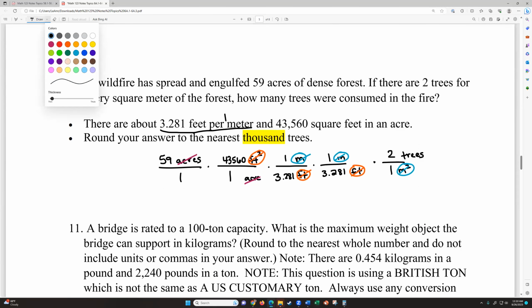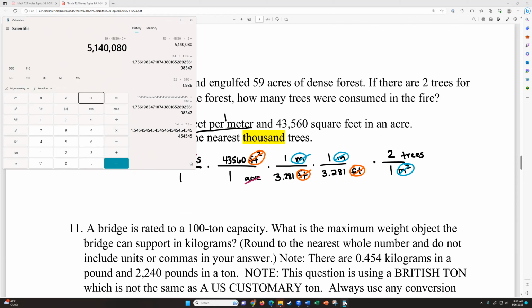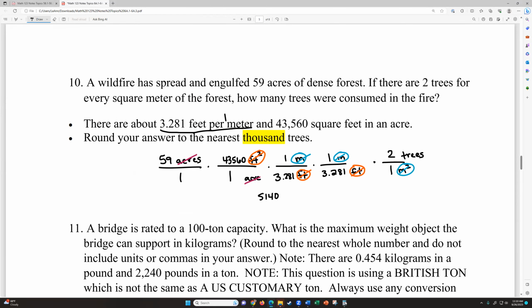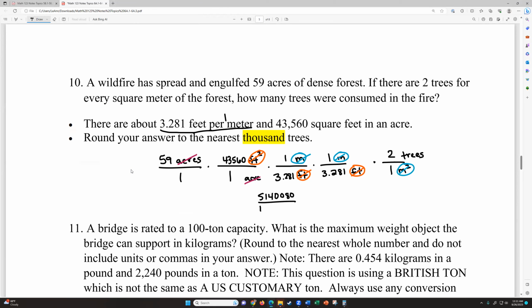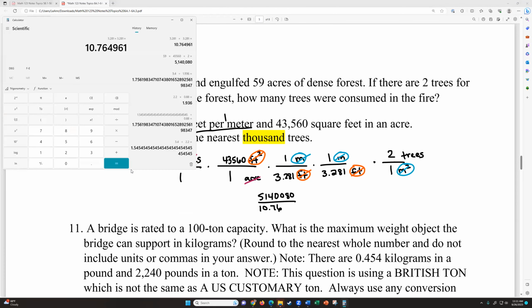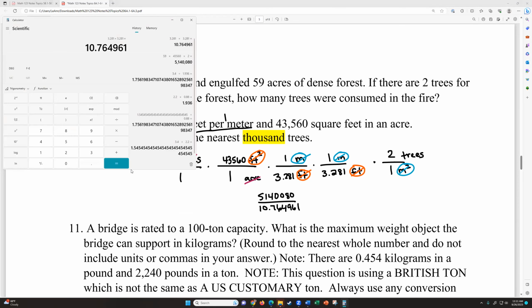So let's work out the multiplication on this one. I'm going to do the top all the way across. So 59 times 43,560 times 2. We're going to write that down. That's 5,140,080. We're going to be dividing that by 3.281 times itself, 3.281. There were 2 of those in the denominator. That's dividing by 10.764961.